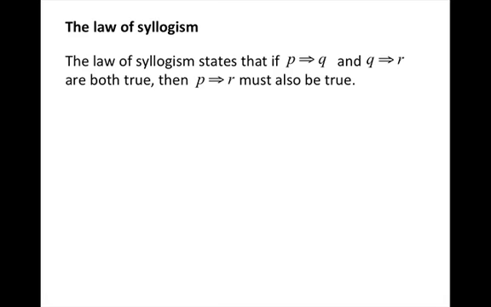The next law we're going to look at is another new law. It's the law of syllogism. The law of syllogism basically states that if P implies Q and Q implies R are both true, then P implies R must also be true.